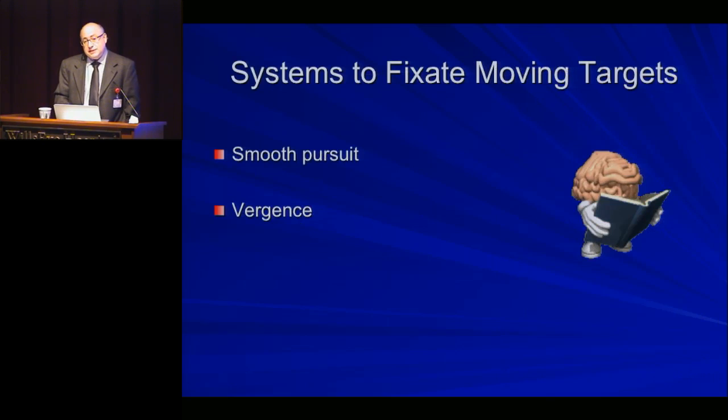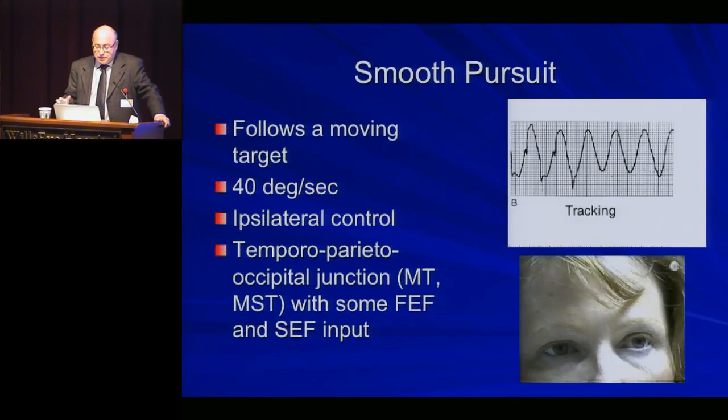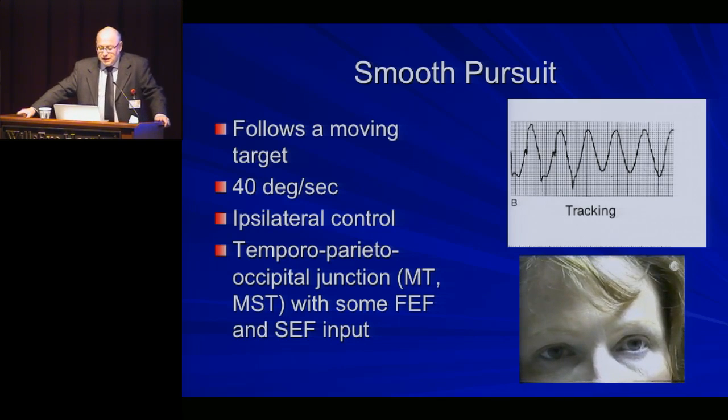We also have systems to fixate moving targets. If, let's say, our head's stationary, but the target is moving. And so we have smooth pursuit, which follows a moving target up to 40 degrees per second. And so you see the tracing of a slow movement right and left. It's ipsilaterally controlled, so it comes from the ipsilateral temporoparietal occipital junction.